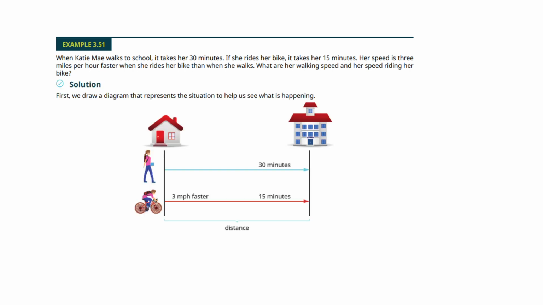So let's start here. Here's the story. Let me start building our chart here. So somebody walks to school and sometimes she rides. And so we have her rate, time, and her distance. So we saw in the last one, rate times time equals distance. Now we're going to go and fill this chart in.